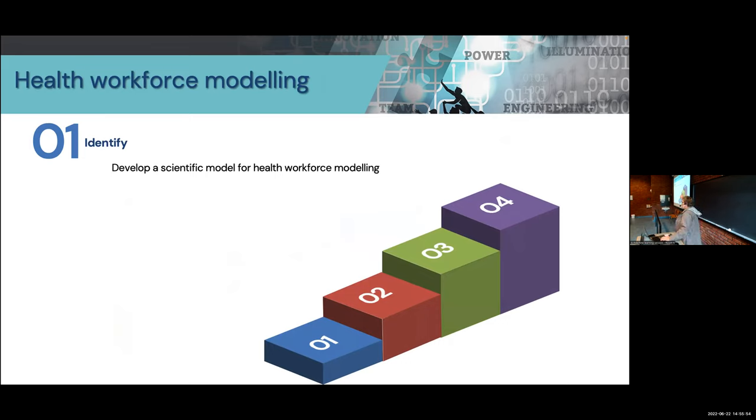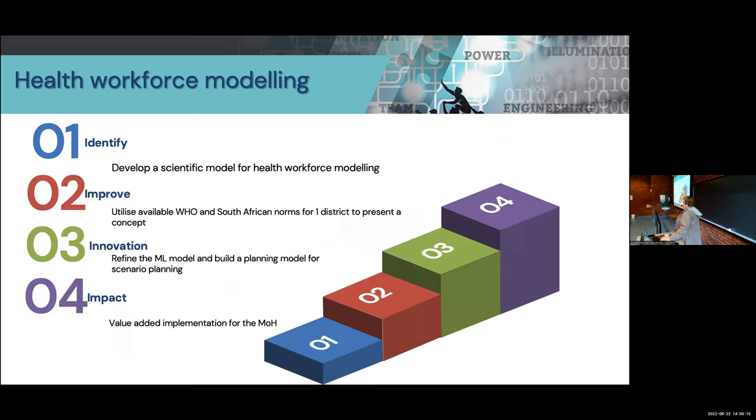Many of you might be aware of the WISN model, where you look at how many doctors you should have based on population: 10 doctors per hundred thousand population, so many nurses, and so on. But what we found in South Africa is that those norms are not always practical for the Ministry of Health to implement. How do we develop a scientific model for health workforce modeling in terms of how many staff we need? So we have developed this looking at specific WHO and South African norms for predicting.